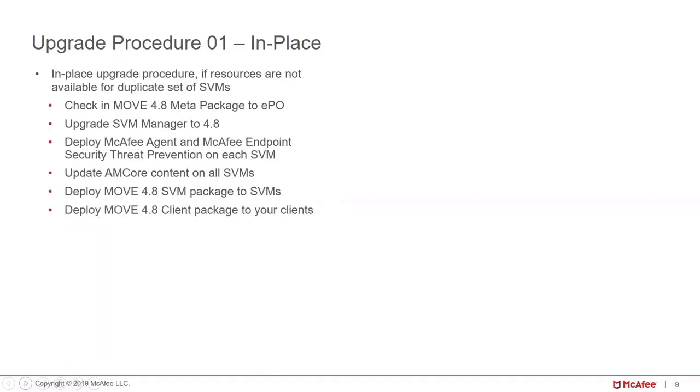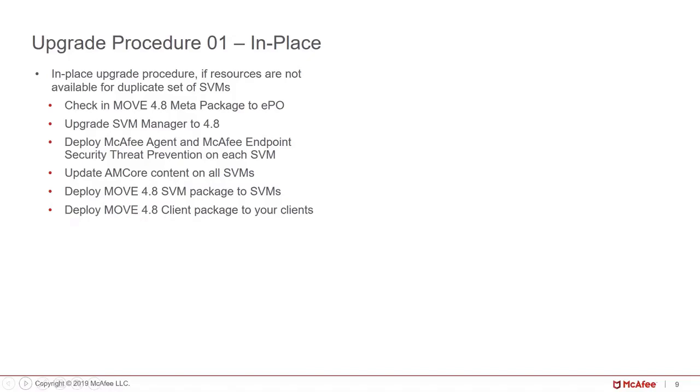So the second upgrade procedure is a basic in-place upgrade. This is more so if you're wanting to save on resources and not have to deploy an additional pool of SVMs. It's fairly similar to the same procedure as the seamless upgrade.